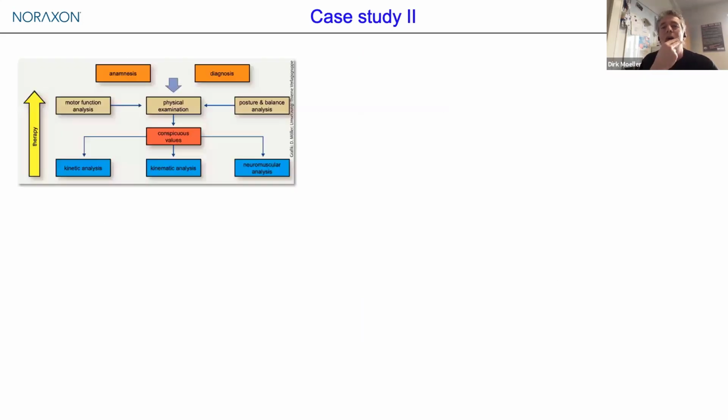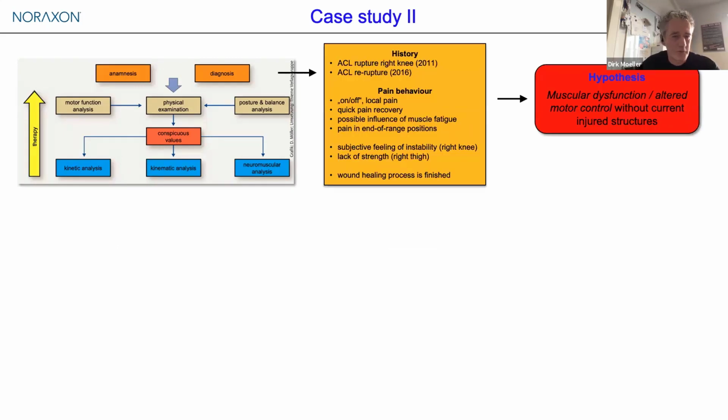So if we put this in our multi-level model, just brief ideas. We have the history of the ACL ruptures. We have the pain behavior. It's a typical on-off pain. If he starts kneeling, then he gets this pain. If he's standing up, the pain goes away. It's local pain. It does not spread out, does not go into the ankle or into the lower back.